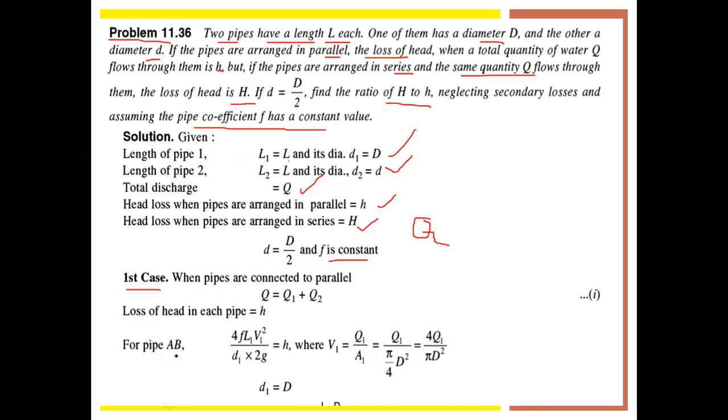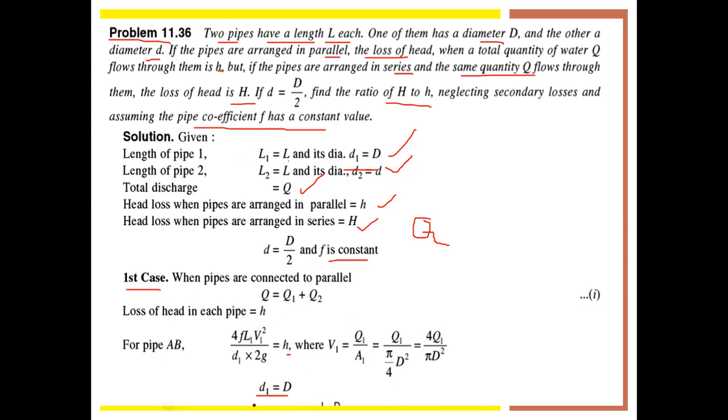Now taking the pipe AB, 4 into F into L1 V square by D1 into 2G is equal to the head loss, where V1 is equal to Q by A, Q1 by A, that we already know. That is equal to 4 Q1 by pi D square. Therefore, what is given here? D1 is equal to D.